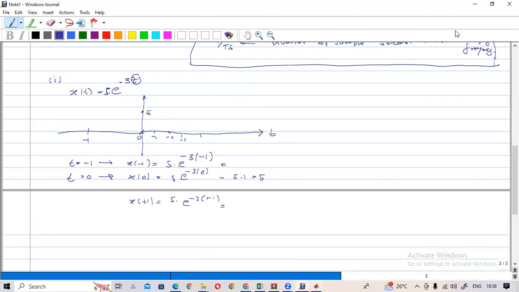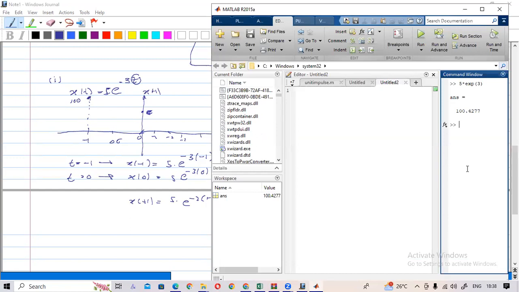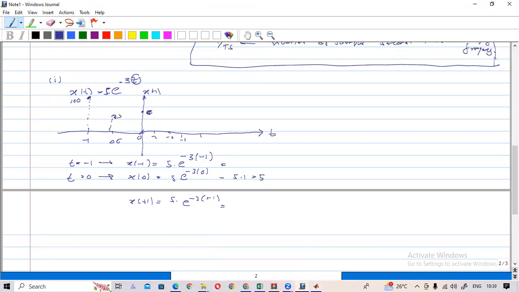So at minus 1, it will be around 100. So this x(t) is equal to around 100. Maybe at minus 0.5, it is less than 100 definitely. In minus 0.5, I can write it in the same manner. So it will be 1.5, no? If I multiply 3 by half, it will be plus 1.5. So it will be 22. So this point will be 22, and when t is equal to 0, it will be 5.